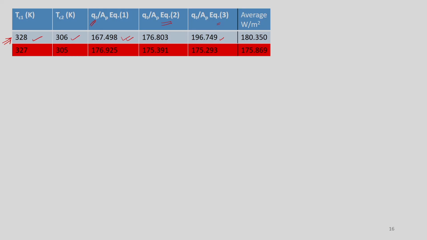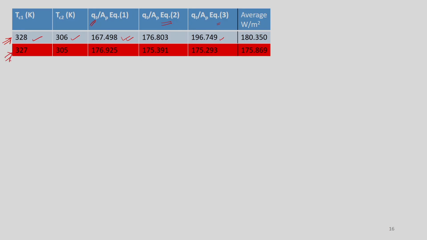So, then we need to assume another set of data. Okay. So, as per my calculations, I have varied the temperature to 327 for TC1 and then 305 for TC2, and it is found that this approximation actually gives very close results. Okay. So, it is about 176.925, 175.391 and 175.293. Okay. So, these are very close.